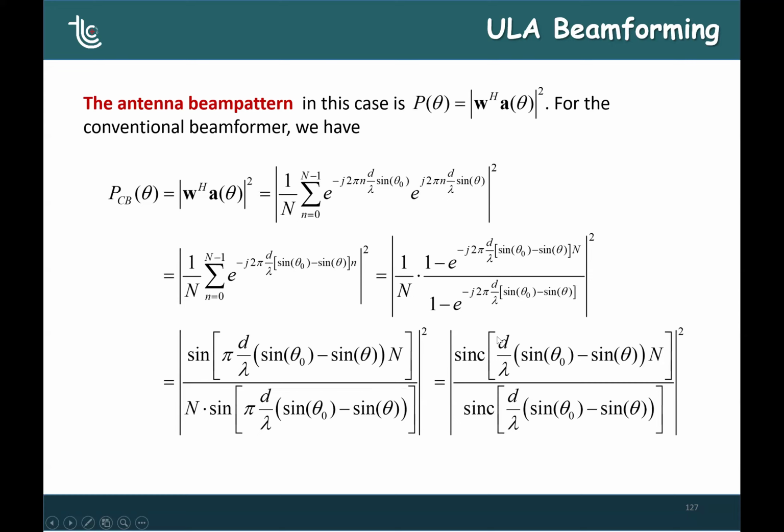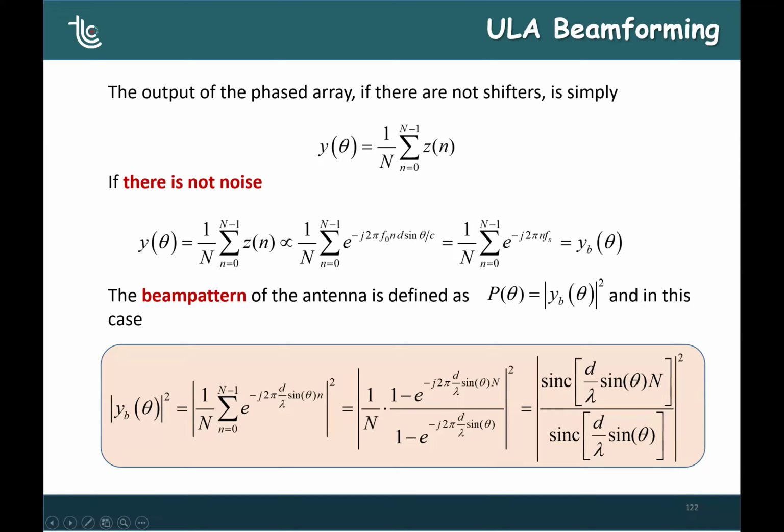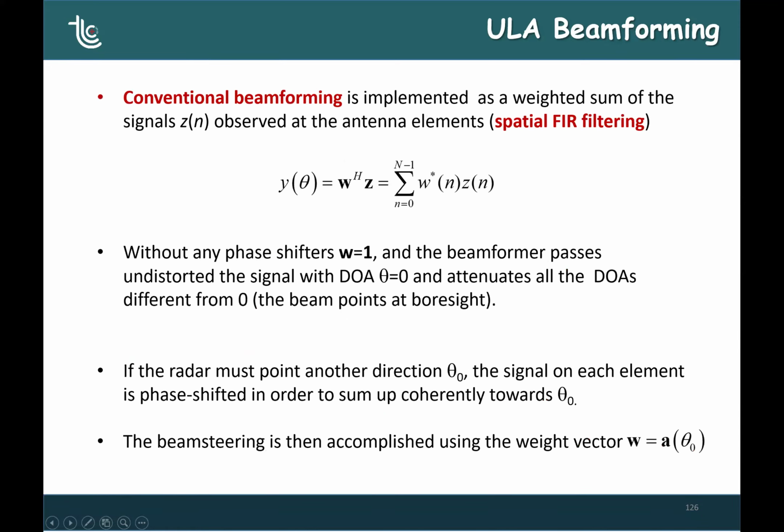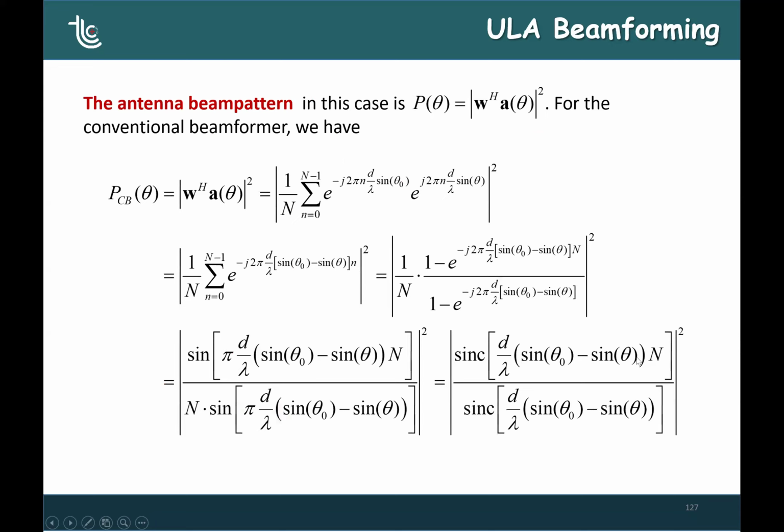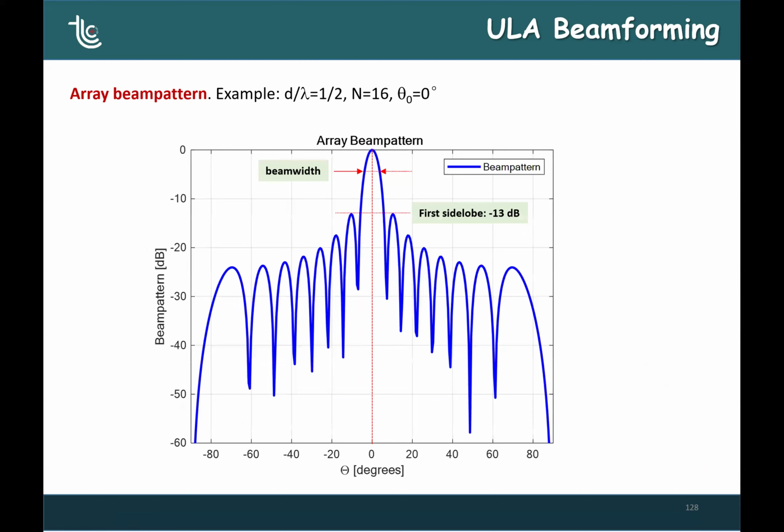See, we have sinc with d over lambda, but here we don't have sin theta, we have sin theta sub 0 minus sin theta, times N. And at the denominator, we have sin theta 0 minus sin theta. So if we compare it with this expression, see, here we had only sin theta. Here we have a difference of sines. One is in the generic theta, the other one is in theta sub 0, where we want to point the beam. So see what happens.